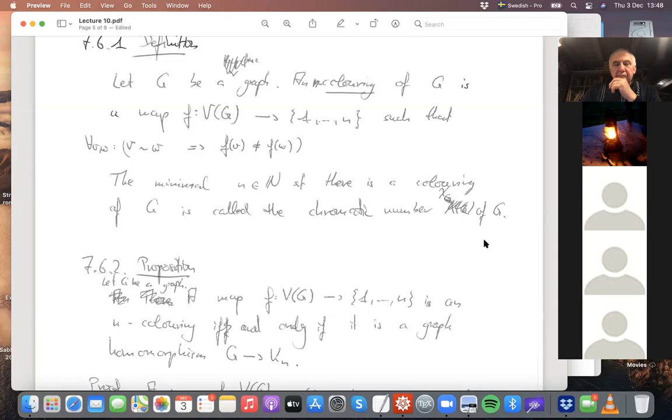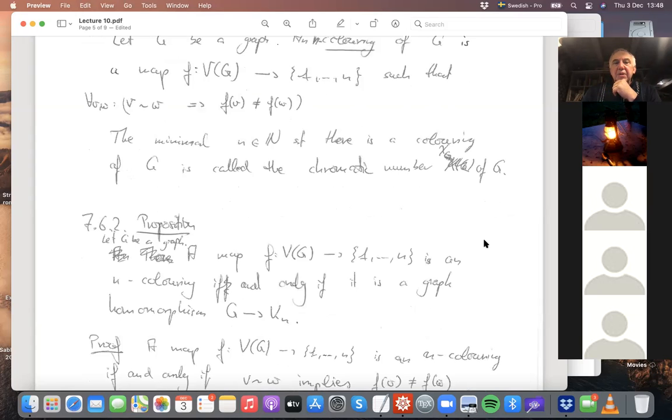Okay, so in this way, using graph homomorphism, we can say that a graph coloring, which is a map from the vertices to elements of 1 to n, is a graph coloring if and only if it is a graph homomorphism between G and the complete graph with vertices from 1 to n. So it would be a graph homomorphism from G to Kn.